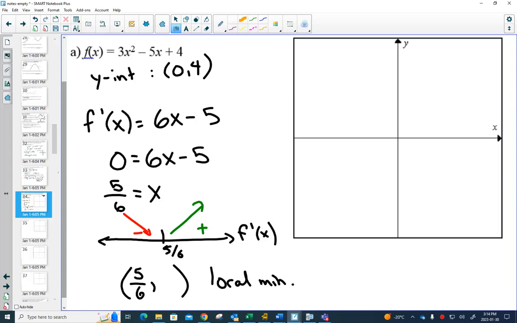Now, to find the y-coordinate of this minimum, we're going to need to type this into our calculator. So 3 times 5/6 squared minus 5 times 5/6 plus 4.